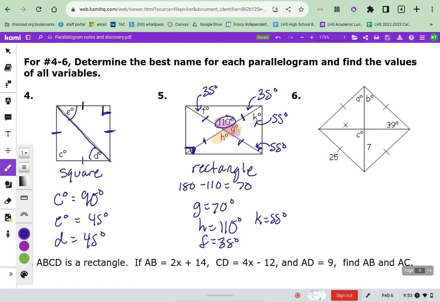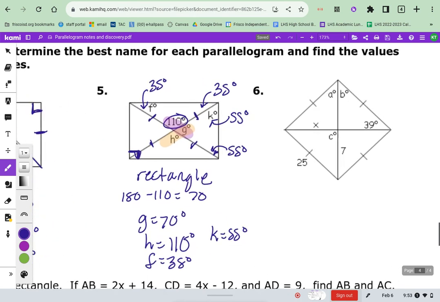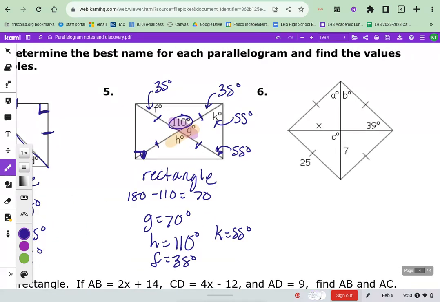And let's look at number 6. So number 6, I have that all my sides are congruent. I'm not told anything about if these angles are right angles or not, and so I'm not going to assume that they are. Even if they look like it, I'm not going to assume that they're right angles unless I'm told they're right angles. So that means that I only have enough information to say that this is a rhombus.